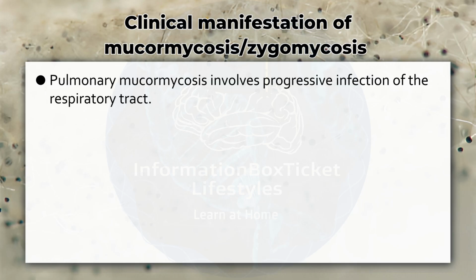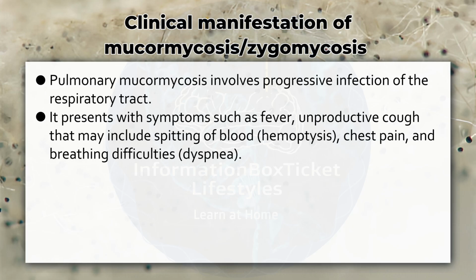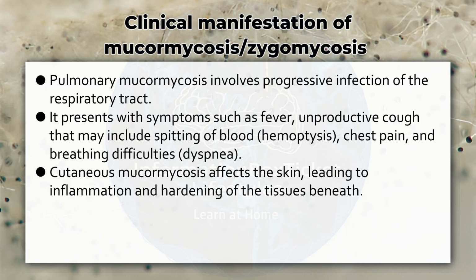Pulmonary mucormycosis involves progressive infection of the respiratory tract. It presents with symptoms such as fever, unproductive cough that may include spitting of blood, hemoptysis, chest pain, and breathing difficulties, dyspnea. Cutaneous mucormycosis affects the skin, leading to inflammation and hardening of the tissues beneath.